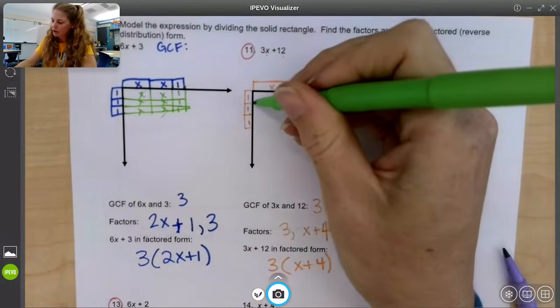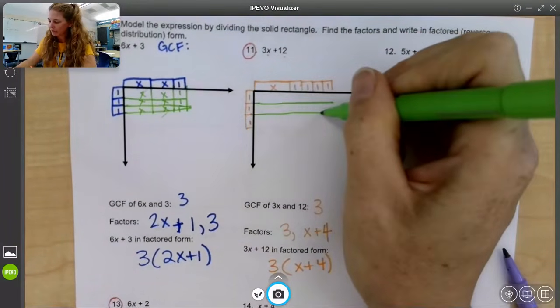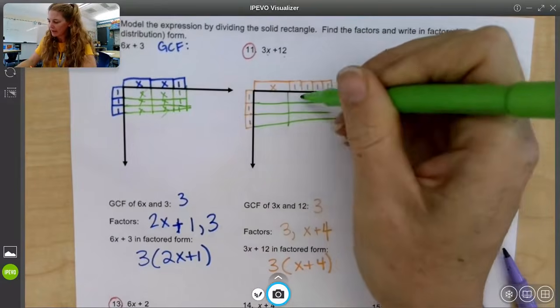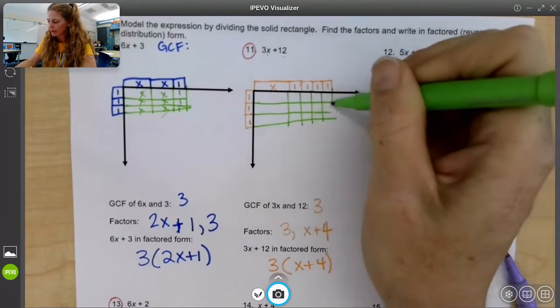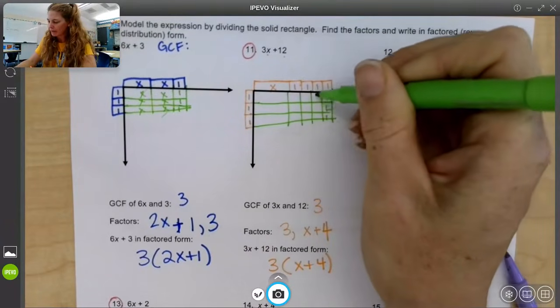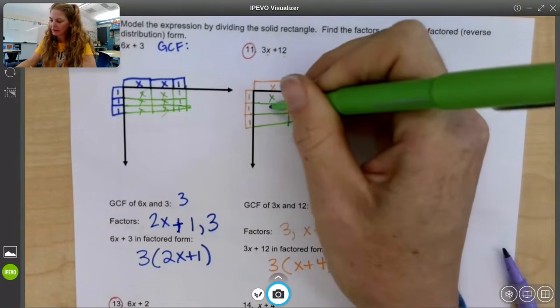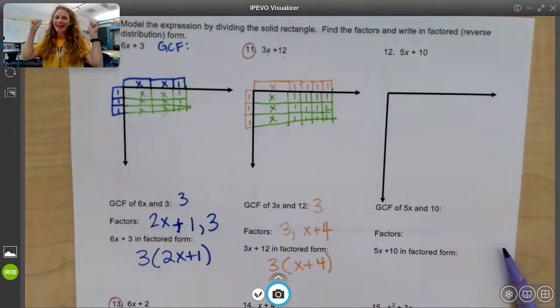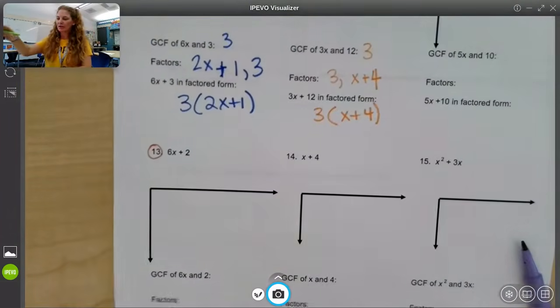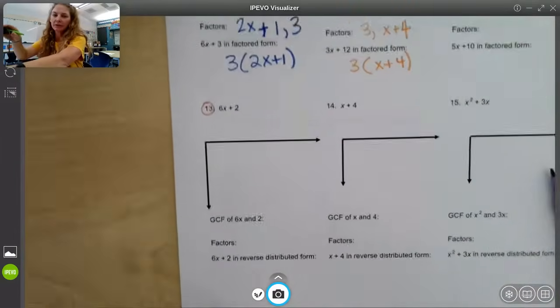And when we finish our array model, we see, sorry, my lines could be so much better today. 1, 2, 3, 4, 5, 6, 7, 8, 9, 10, 11, 12, and 3 x's. Yay! Let's do one more together. So we're going to do number 13 together.